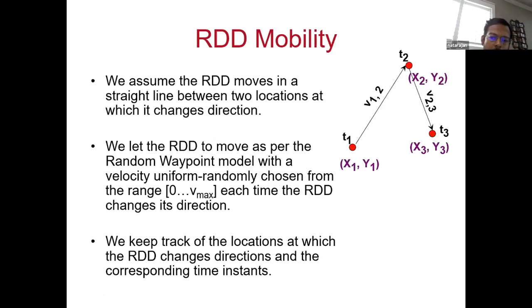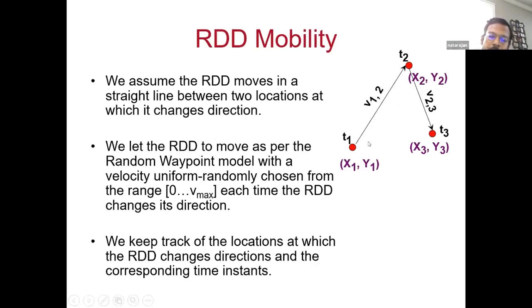According to this random waypoint model, a node starts from a certain location at a certain time, which is randomly chosen, and then chooses a velocity to move to, again, a randomly chosen target location. The random velocity is chosen within a certain range of, say, 0 to V max. So this V max is the mobility parameter. How fast is the RDD moving?